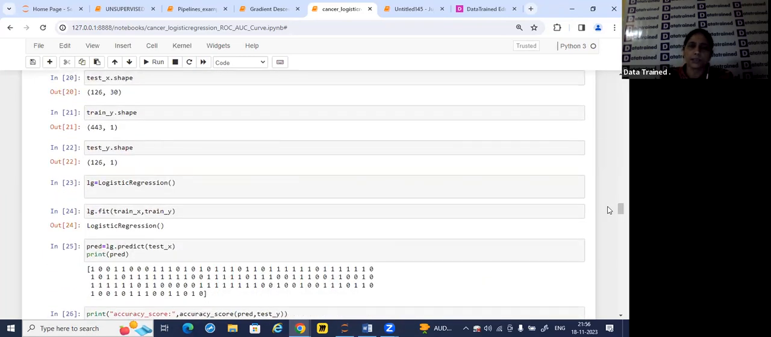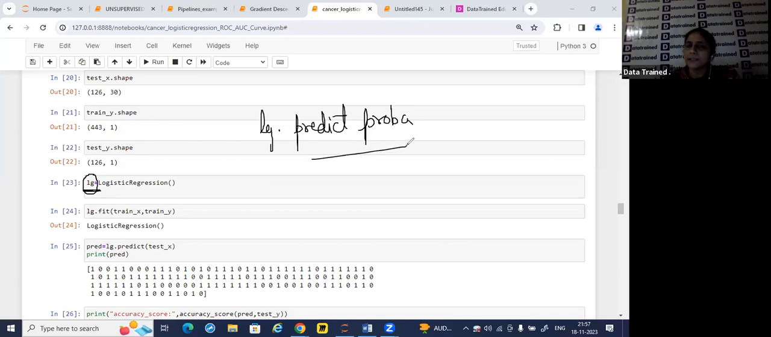Here I had used a logistic regression. So what happens now? This logistic regression, this LG, has a predict_proba function inside it. This will help us find the various values of the TPR, false positive rate, and different threshold values.